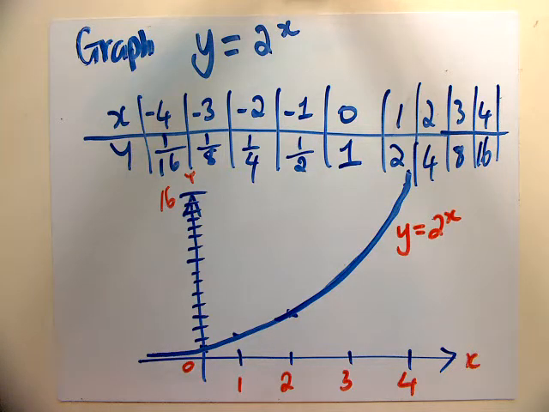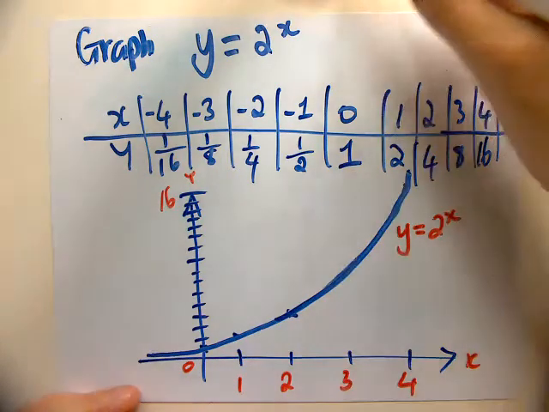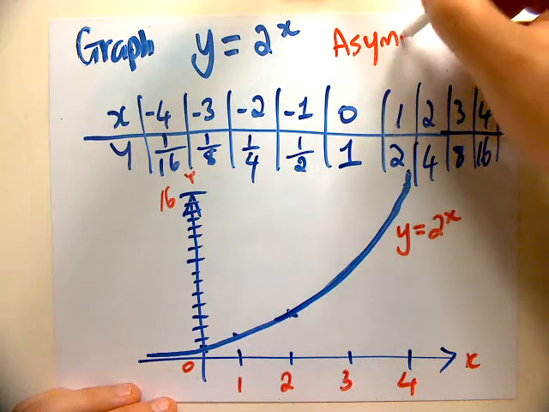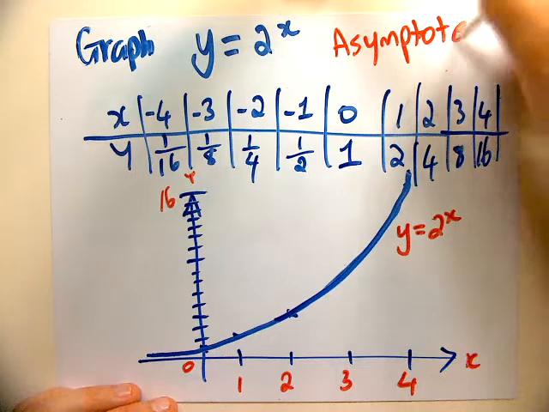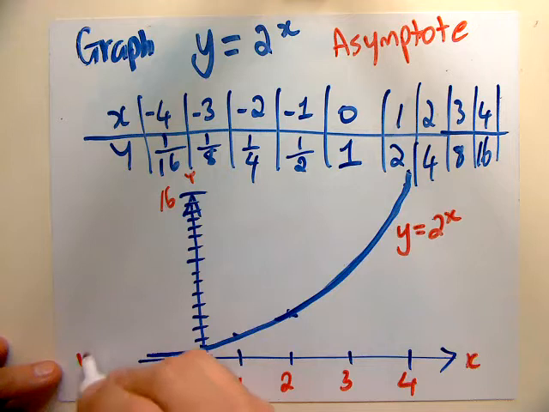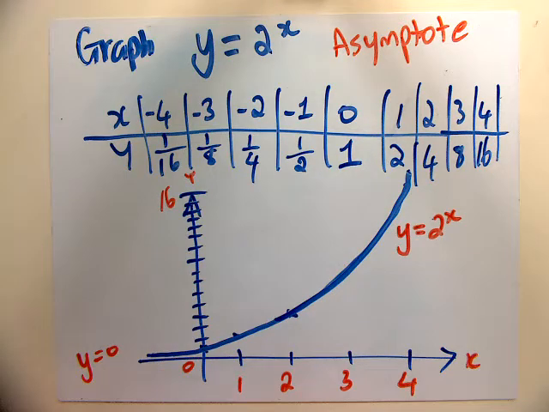Now there's a couple of features about this graph here. The first thing is a thing called an asymptote. So in this graph here, y equals 0 is the asymptote. So I'll write that. The asymptote essentially means a value that it approaches but will never ever reach. So my asymptote for this graph here is y equals 0.